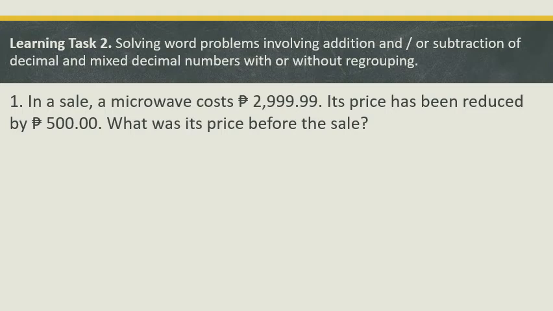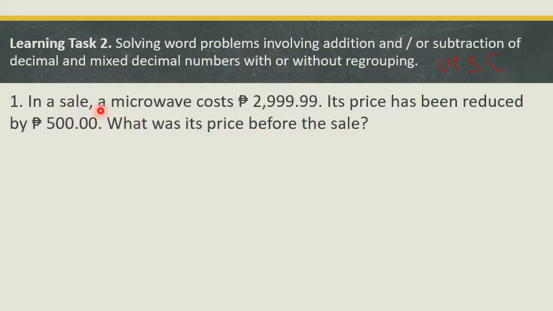Okay, for the learning task 2, we will solve the word problems involving addition and or subtraction of decimal and mixed decimal numbers with or without regrouping. Sundin natin yung ating step, yung UPSC. Okay? Let us read the problem. In a sale, a microwave costs 2,999 pesos and 99 centavos. Its price has been reduced by 500 pesos. What was its price before the sale?